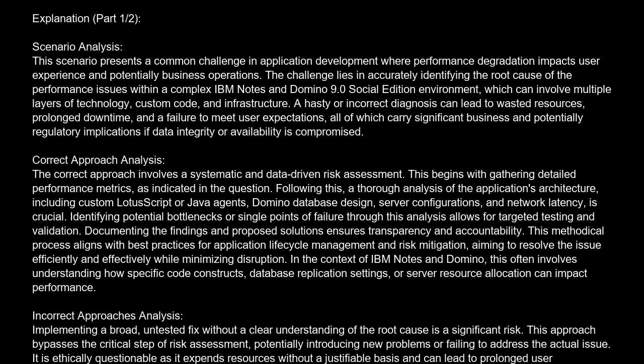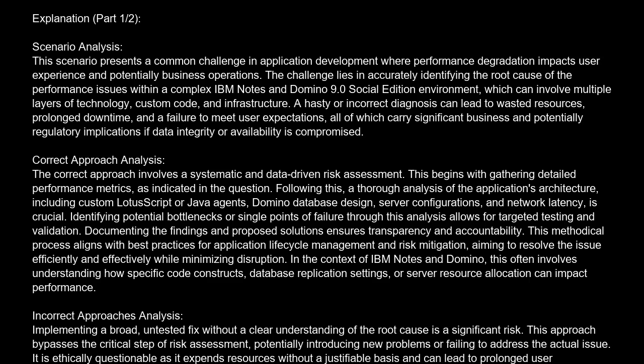Explanation. Scenario analysis. This scenario presents a common challenge in application development where performance degradation impacts user experience and potentially business operations. The challenge lies in accurately identifying the root cause of the performance issues within a complex IBM Notes and Domino 9.0 Social Edition environment, which can involve multiple layers of technology, custom code, and infrastructure. A hasty or incorrect diagnosis can lead to wasted resources, prolonged downtime, and a failure to meet user expectations, all of which carry significant business and potentially regulatory implications if data integrity or availability is compromised.